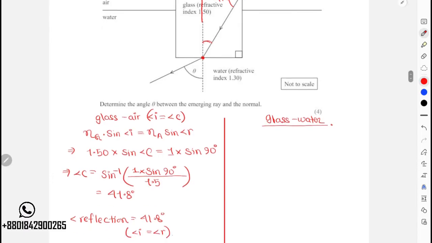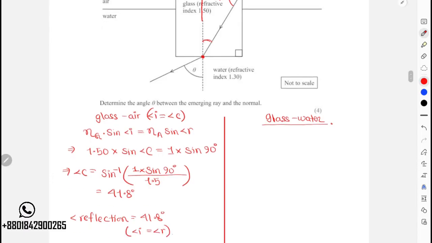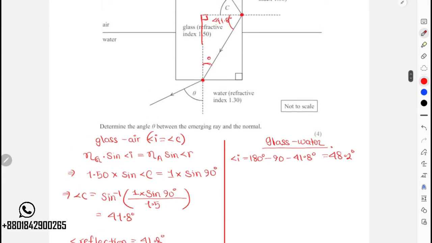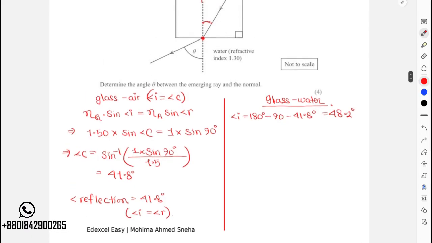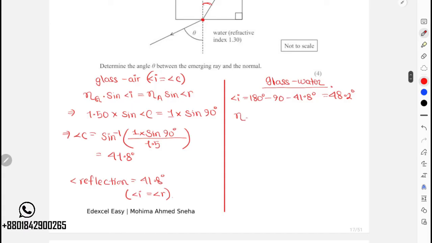For the glass-water boundary angle of incidence, we are going to use trigonometry: 180 minus 90 minus 41.8. So the angle of incidence is 180 minus 90 minus 41.8 degrees, sum of a triangle basically, and you're going to get 48.2 degrees. So if the angle of incidence is 48.2 degrees, now you can use sine I over sine R to calculate the value for R. Theta over here was the refraction angle. It was traveling from glass to water, right? So this is going to be in glass sine I, in water sine R.